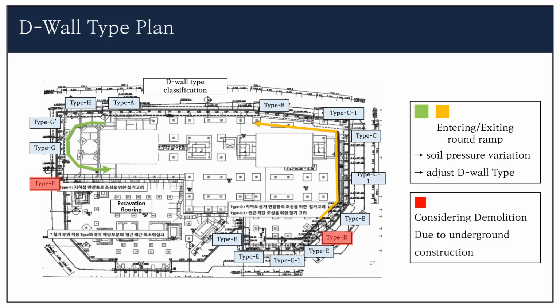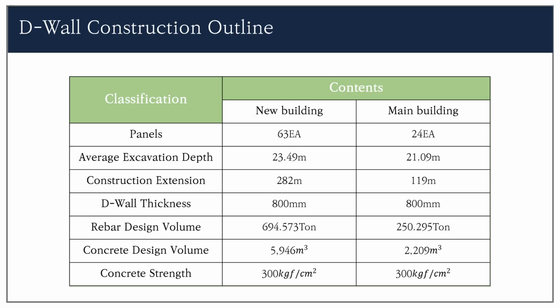This is the D-wall type plan. The reinforcement is different depending on the location of the D-wall to efficiently respond to soil pressure. Diaphragm wall technique was used to prevent the backfilling of soil. It is also called slurry wall. The construction outline is as follows.